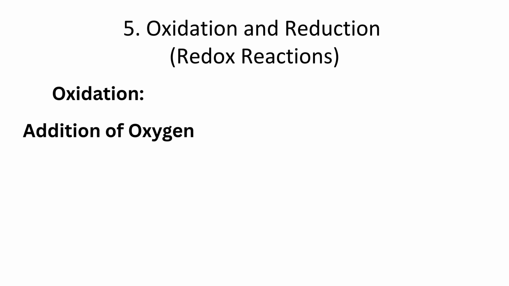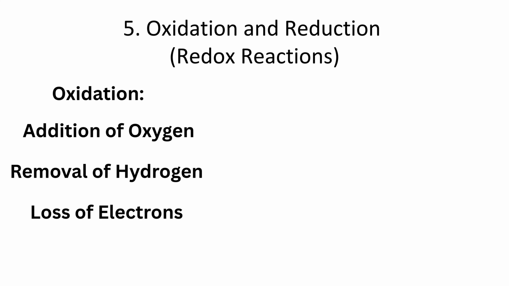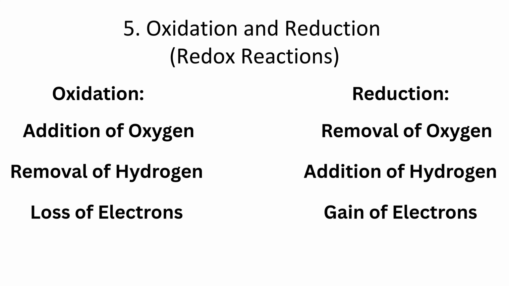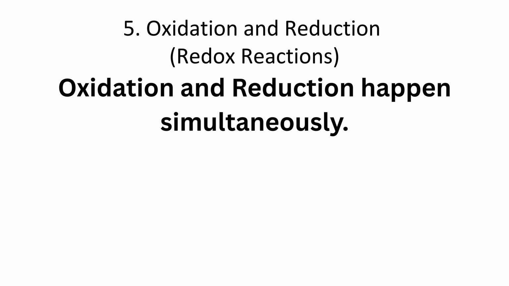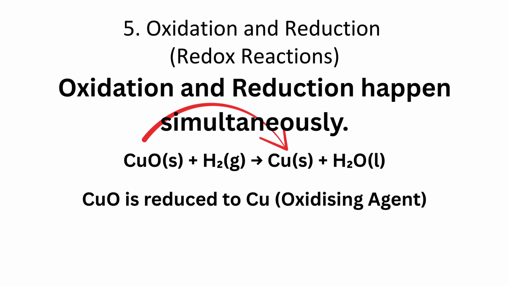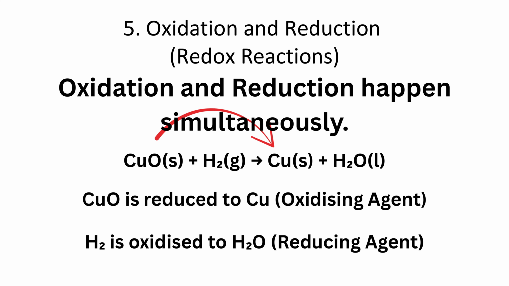Oxidation means addition of oxygen, removal of hydrogen, or loss of electrons. Reduction means removal of oxygen, addition of hydrogen, or gain of electrons. Since oxidation and reduction always occur together, the reactions are called redox reactions. Example: a redox reaction in which hydrogen gas reduces copper oxide to copper metal, while hydrogen is oxidized to water. Copper oxide loses oxygen to become elemental copper, and hydrogen gains oxygen to form water.